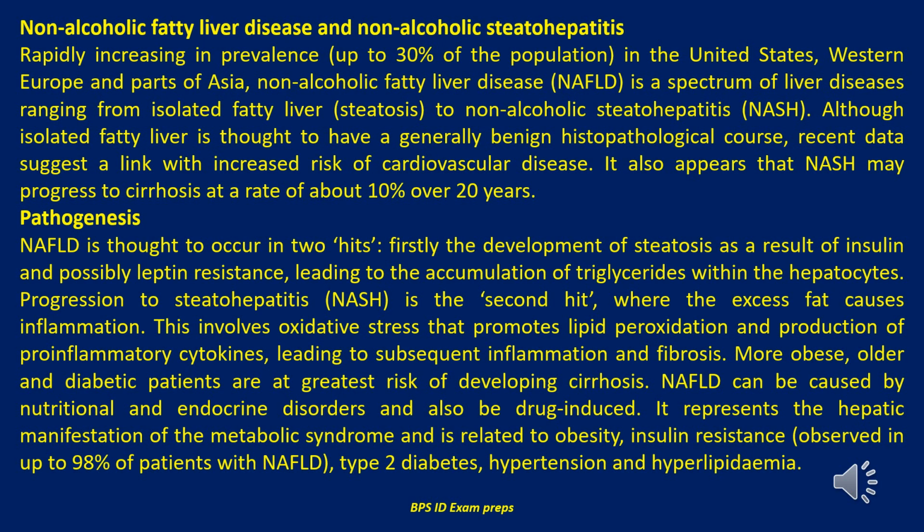NAFLD is thought to occur in 2 hits, firstly the development of steatosis as a result of insulin and possibly leptin resistance, leading to the accumulation of triglycerides within the hepatocytes. Progression to steatohepatitis (NASH) is the second hit, where the excess fat causes inflammation. This involves oxidative stress that promotes lipid peroxidation and production of pro-inflammatory cytokines, leading to subsequent inflammation and fibrosis. More obese, older and diabetic patients are at greatest risk of developing cirrhosis.